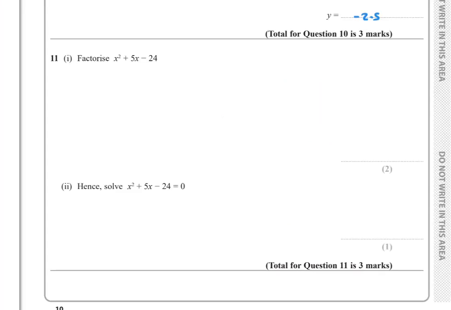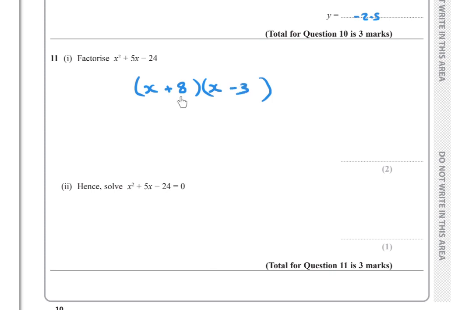Number 11 i, factorize x squared plus 5x minus 24. No common factor. We have a trinomial, so 2 brackets. x squared, so x times x. And now we have negative 24, the last term, and the middle term 5. So find two numbers. If you multiply, you get negative 24, and if you add, you get 5. 8 and negative 3. So positive 8 and negative 3.